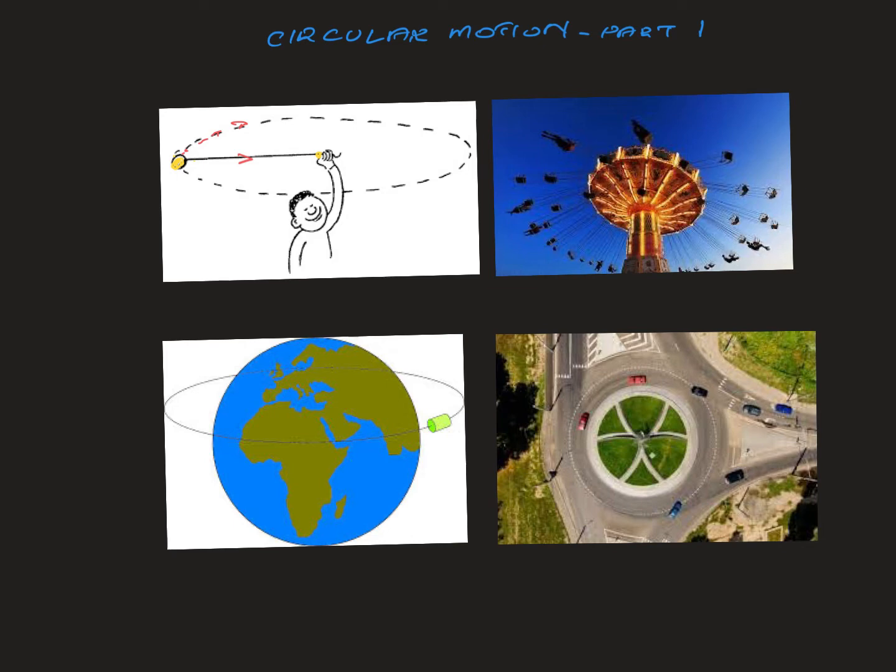Here we have a satellite. That satellite is orbiting around the Earth, and there must be a net force acting towards the center of the Earth. And then we have this fun ride where these boxes have people in them, so there must be a force acting towards the center of the middle part. And these cars are going around a roundabout, so there is a centripetal force acting towards the center.